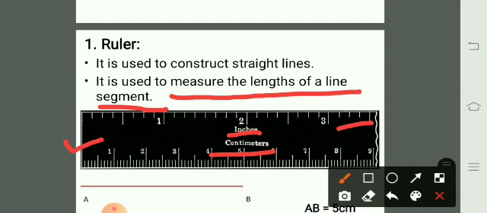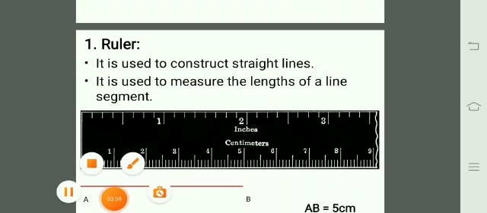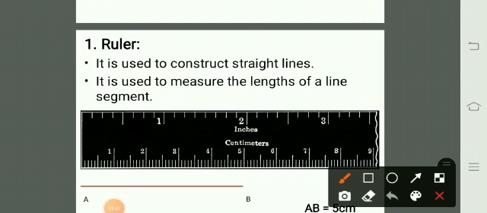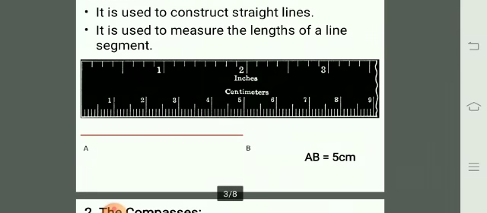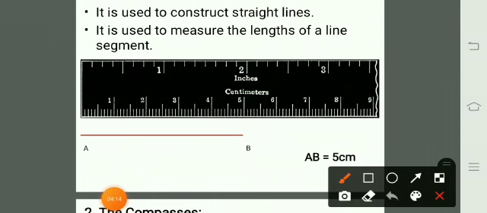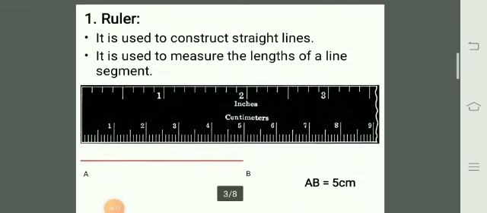Next, here I have shown the line AB. If we want to measure the length of line AB, we always start measuring from the zero point of the scale. We keep this point at point A, and then you automatically get the second point. Where is point B? Here is point B. So what is the length? On the bottom side the scale is in centimeters, so the length of the line AB is 5 centimeters.